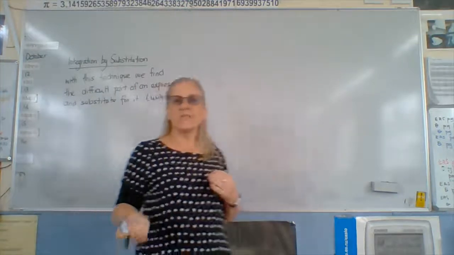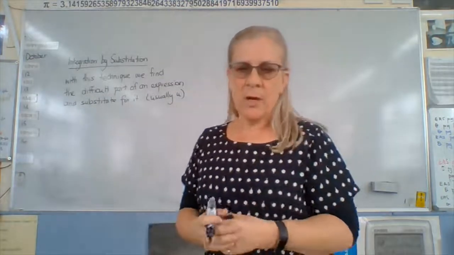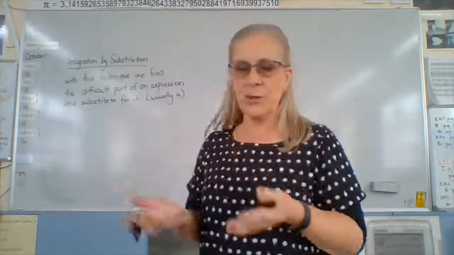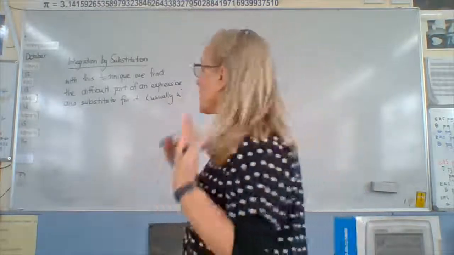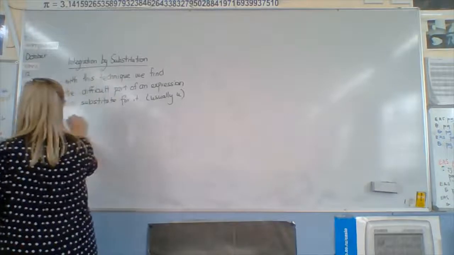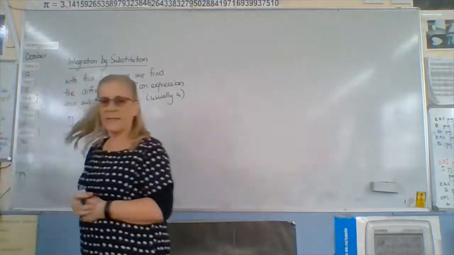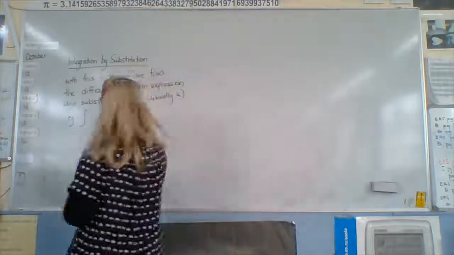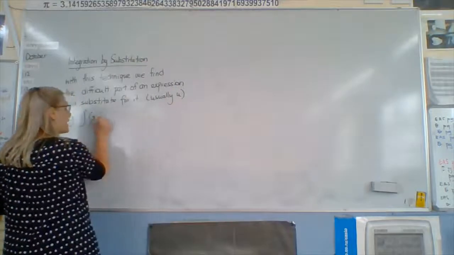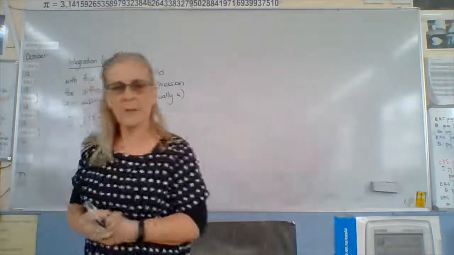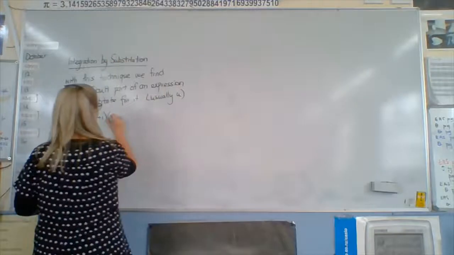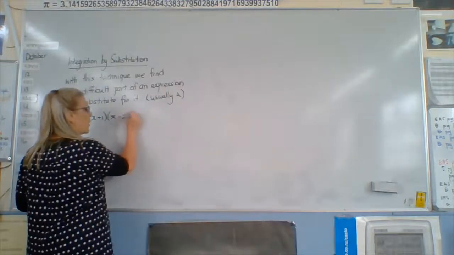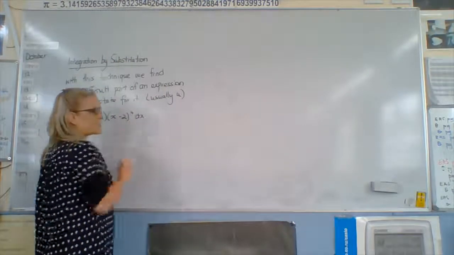So we have u instead of x. There are a few things we have to do when we do it, so we have kind of like rules. I'm going to look at this example first. If we are integrating x plus 1 and x minus 2 to the power of 4 dx.